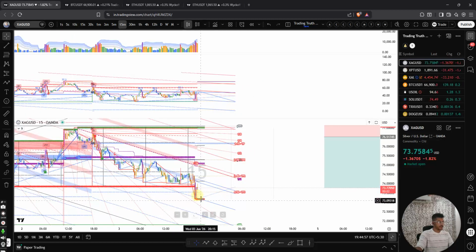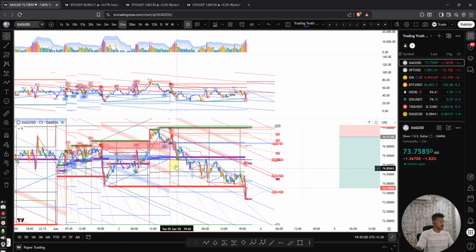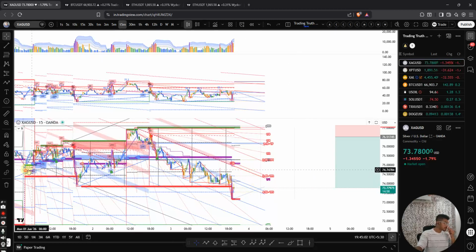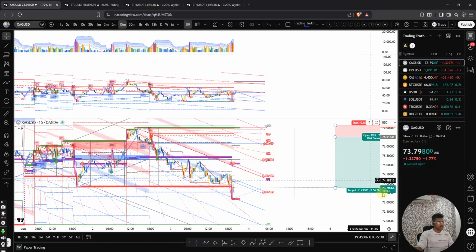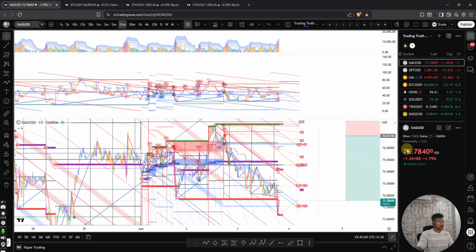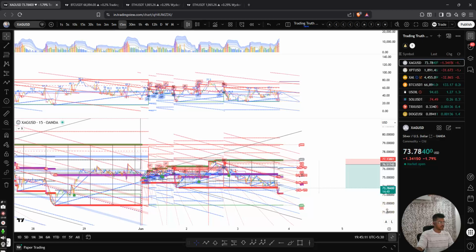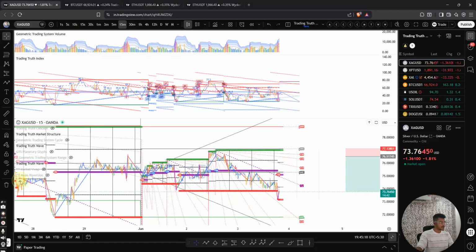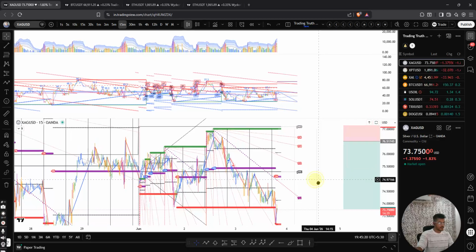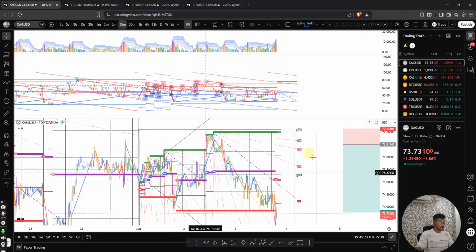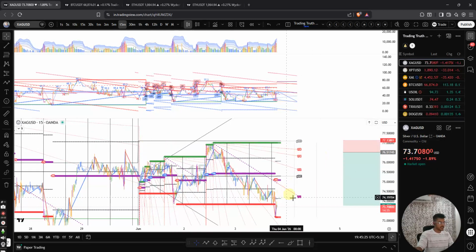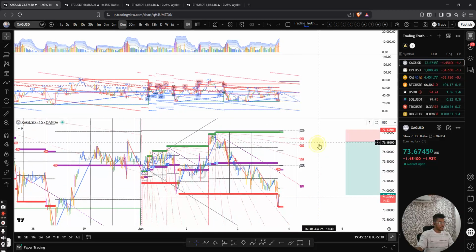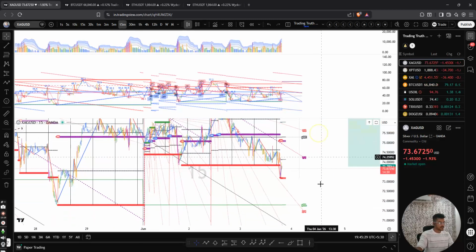XAG silver made a new low this week. This week started, the market went up, came down, went up, came down. So this is where we're at right now. And the weekly candle closed below, I think. Yeah, the weekly candle closed below. You see, previous week close there, previous week open was there. It made a low here and the high was there.